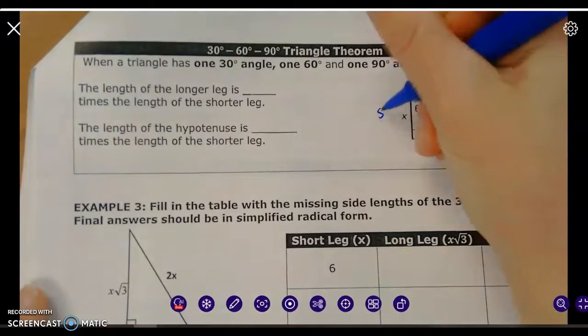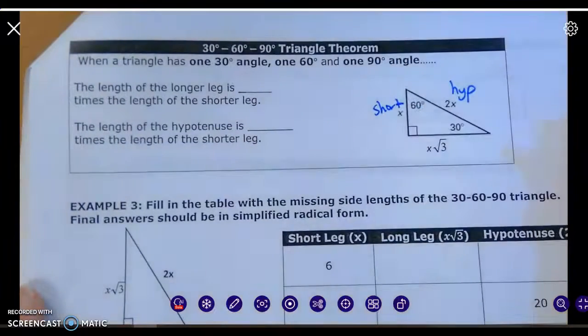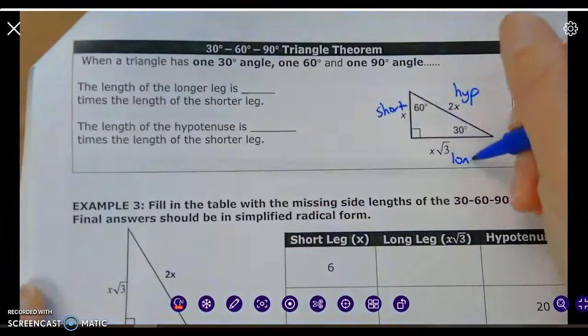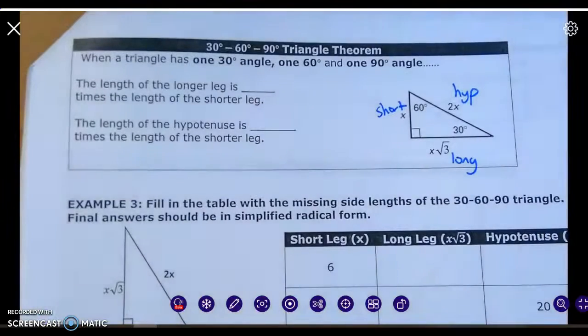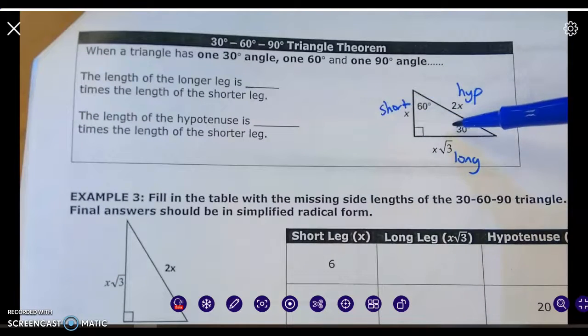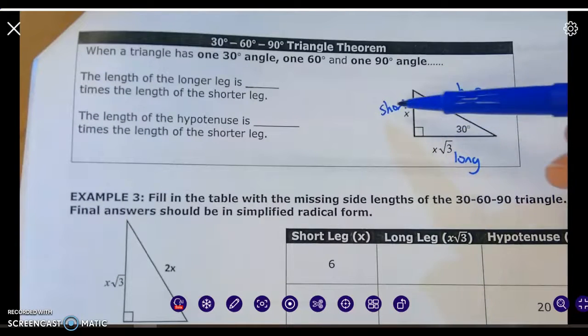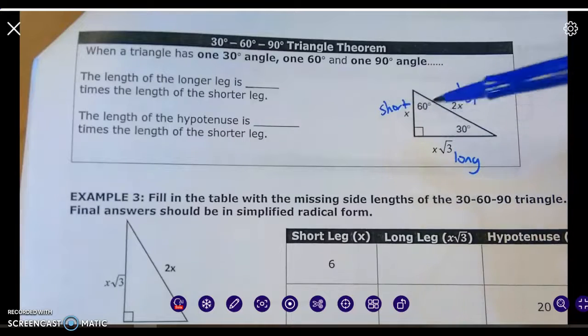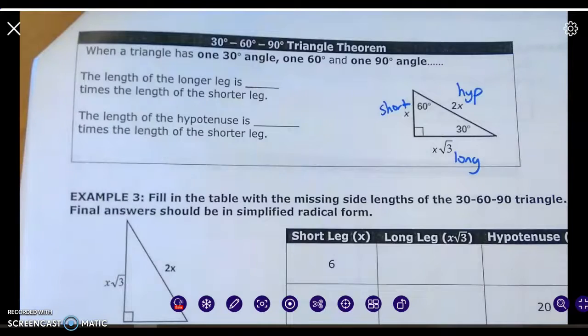So the short one is the one with just x, and the long leg is the one with the x square root of 3. So usually you can just use your eyeballs to figure that out, but you might also notice that the short leg is across from the smallest angle, which is 30, and the long leg is across from the middle angle, which is the 60. So then the hypotenuse is just always the hypotenuse no matter what.